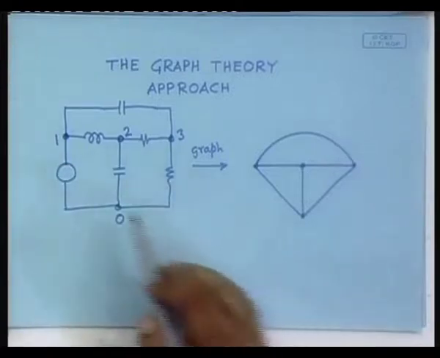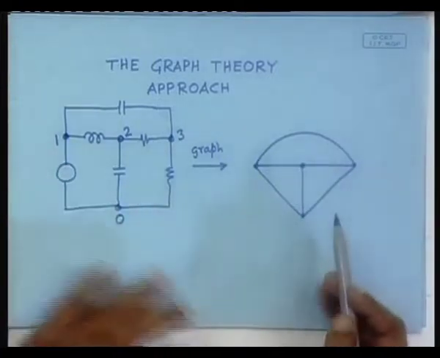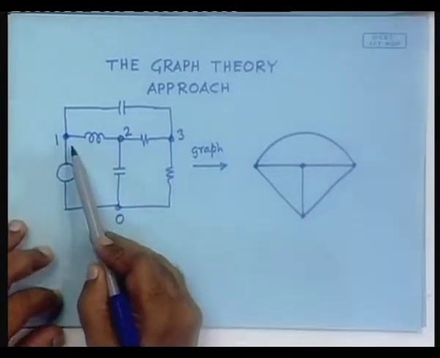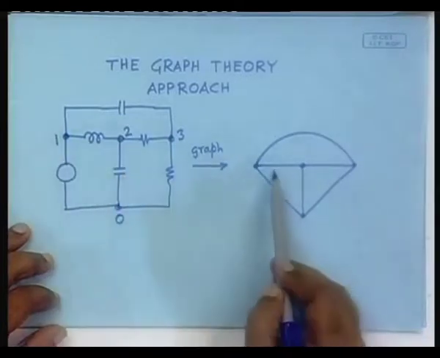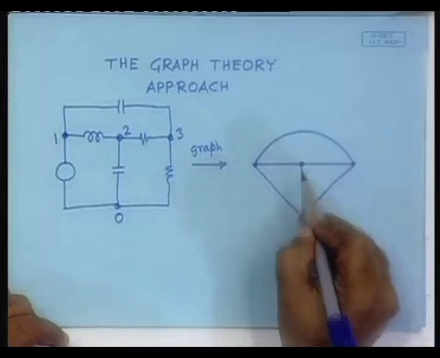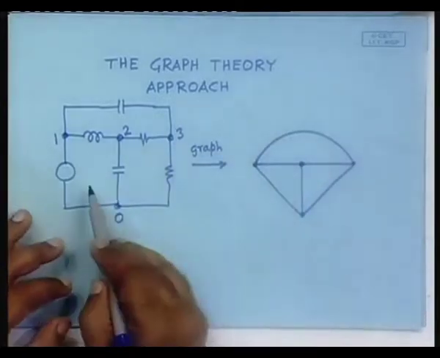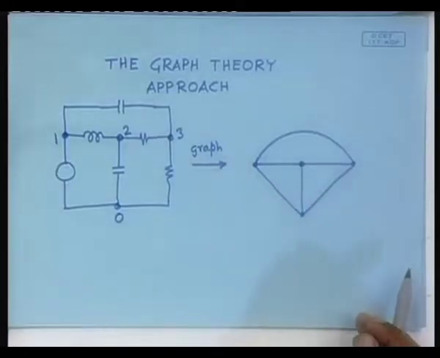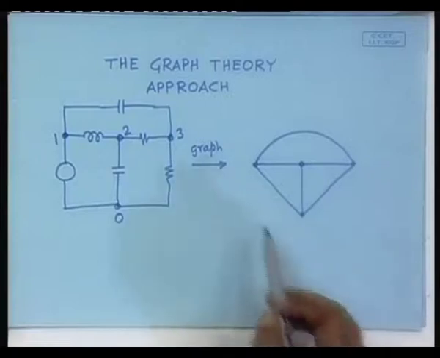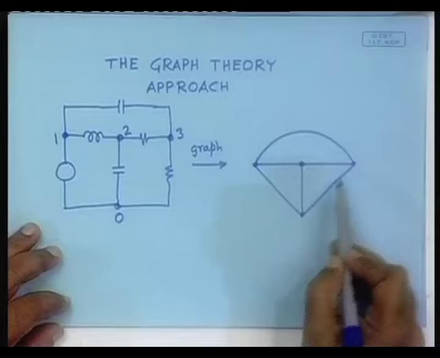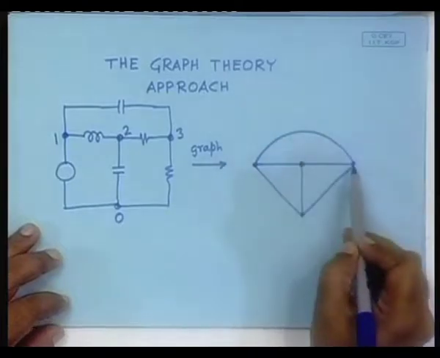So, when we draw the graph corresponding to a circuit, we initially forget about what are the contents of its branch. Each branch is just a line. So, that is the graph corresponding to the circuit. Similarly, you can easily imagine that you can draw graphs for any given circuit. Now, in this graph, I can see there are 4 nodes and there are 1, 2, 3, 4, 5, 6 branches.